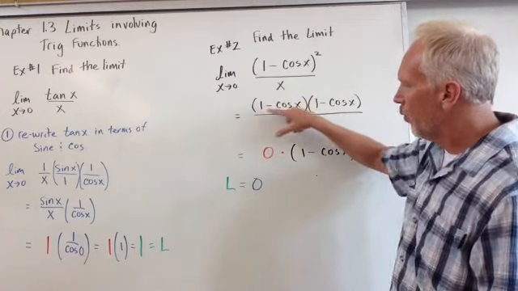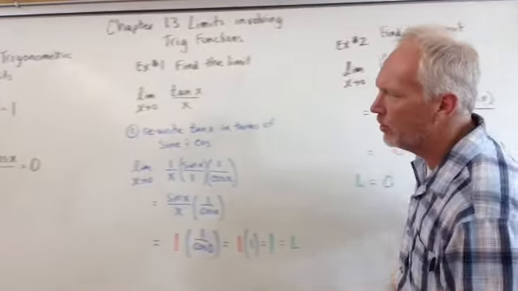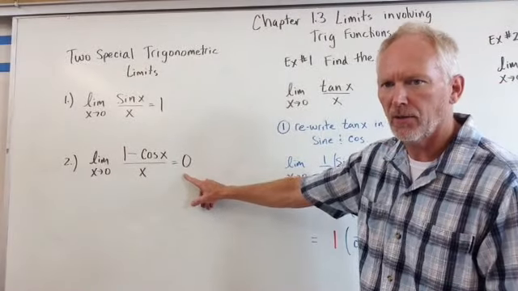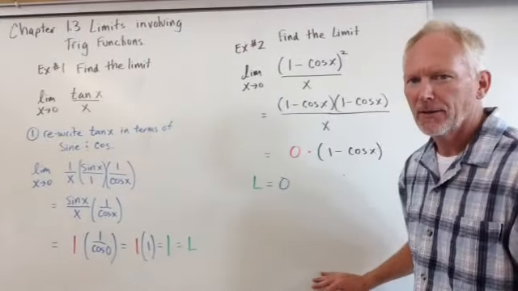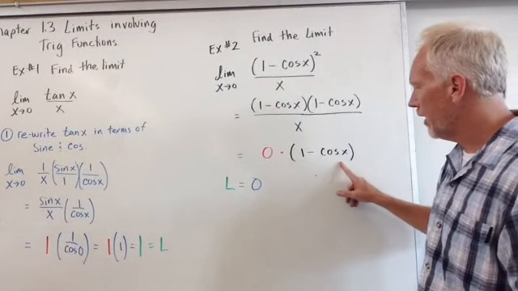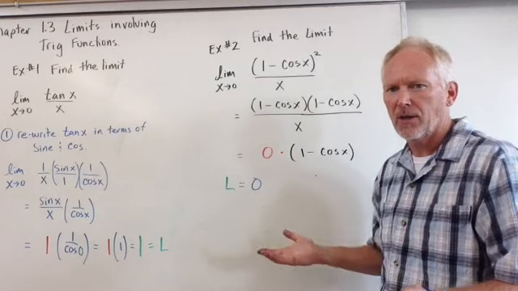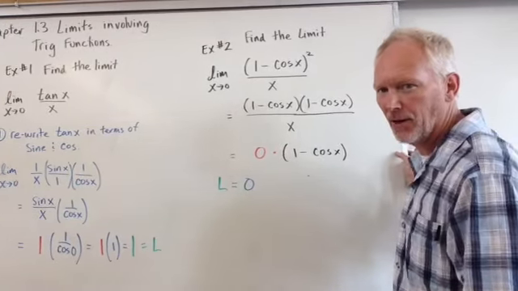We recognize that 1 minus cosine x over x is a special limit right here. 1 minus cosine x over x is 0. Okay, so let's go back. So we know that that's 0 times 1 minus cosine x. Well, we don't even have to substitute in because 0 times anything is just 0. So the limit, my friends, is 0.